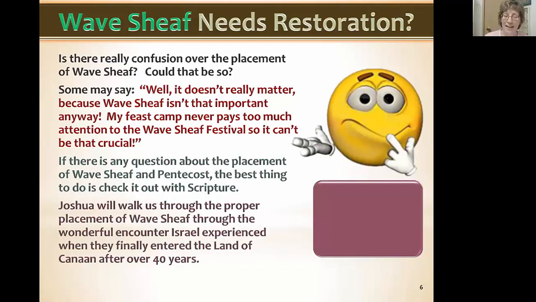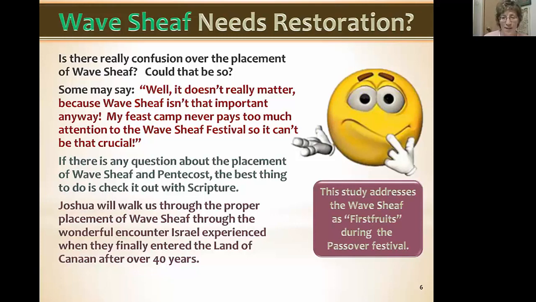So Joshua, Moses' sidekick, who was walking in Moses' boots all the way, he's going to walk us through this proper placement of Wave Sheaf, through this wonderful encounter that Israel experienced when they finally got to enter the land of Canaan, and it was after 40 years. So this study addresses the Wave Sheaf as first fruits during the Passover festival, not after the festival, but inside the 8-day festival, from Passover to the last day of unleavened bread.